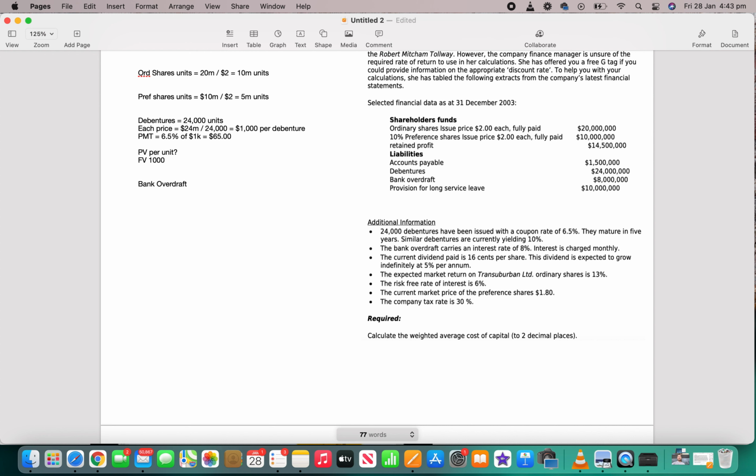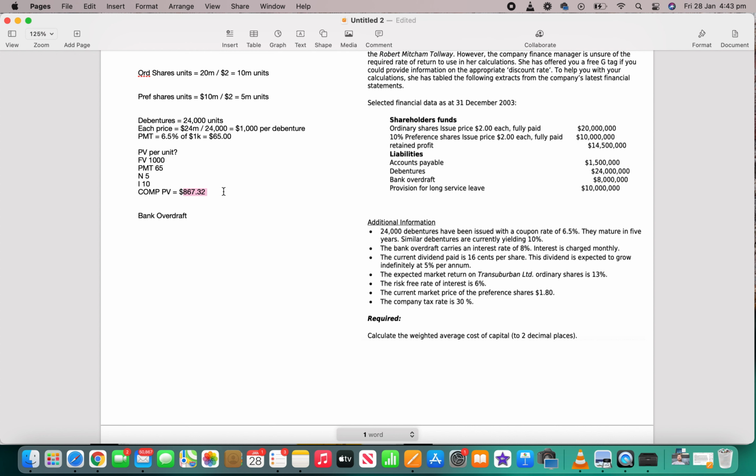So we go FV, $1,000, payment 65, N is 5 because it says that they mature in 5 years, and our I, which is our rate, is 10%. Then we go comp PV, which should equal 867.32. Now that is per one debenture is our current present value.